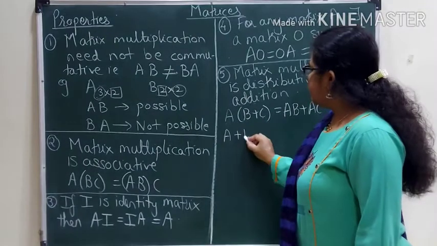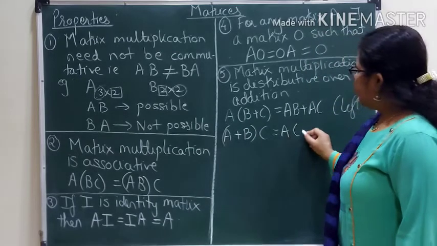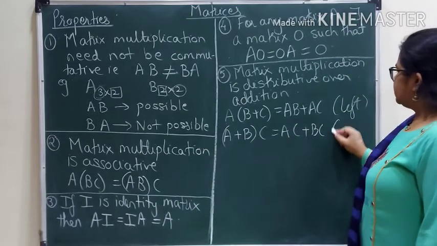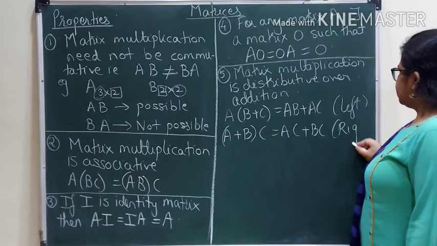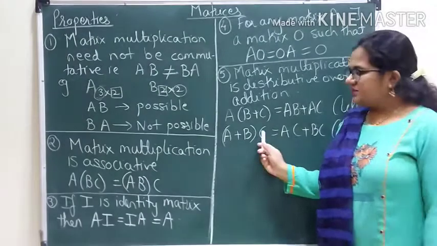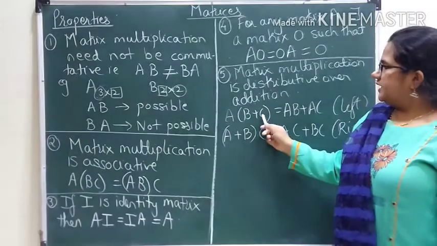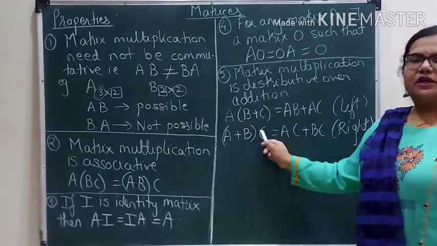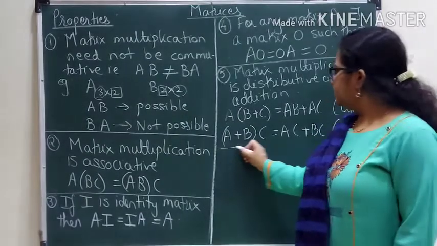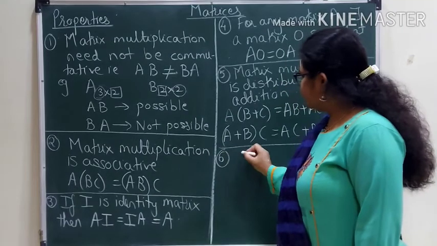Or what is right distribution? (A plus B) into C will be A into C plus B into C. This is right distribution. Okay. Do not change the sequence in right. It will be A into C plus B into C. So A into B plus A into C, or (A plus B) into C is A into C plus B into C. Yes.